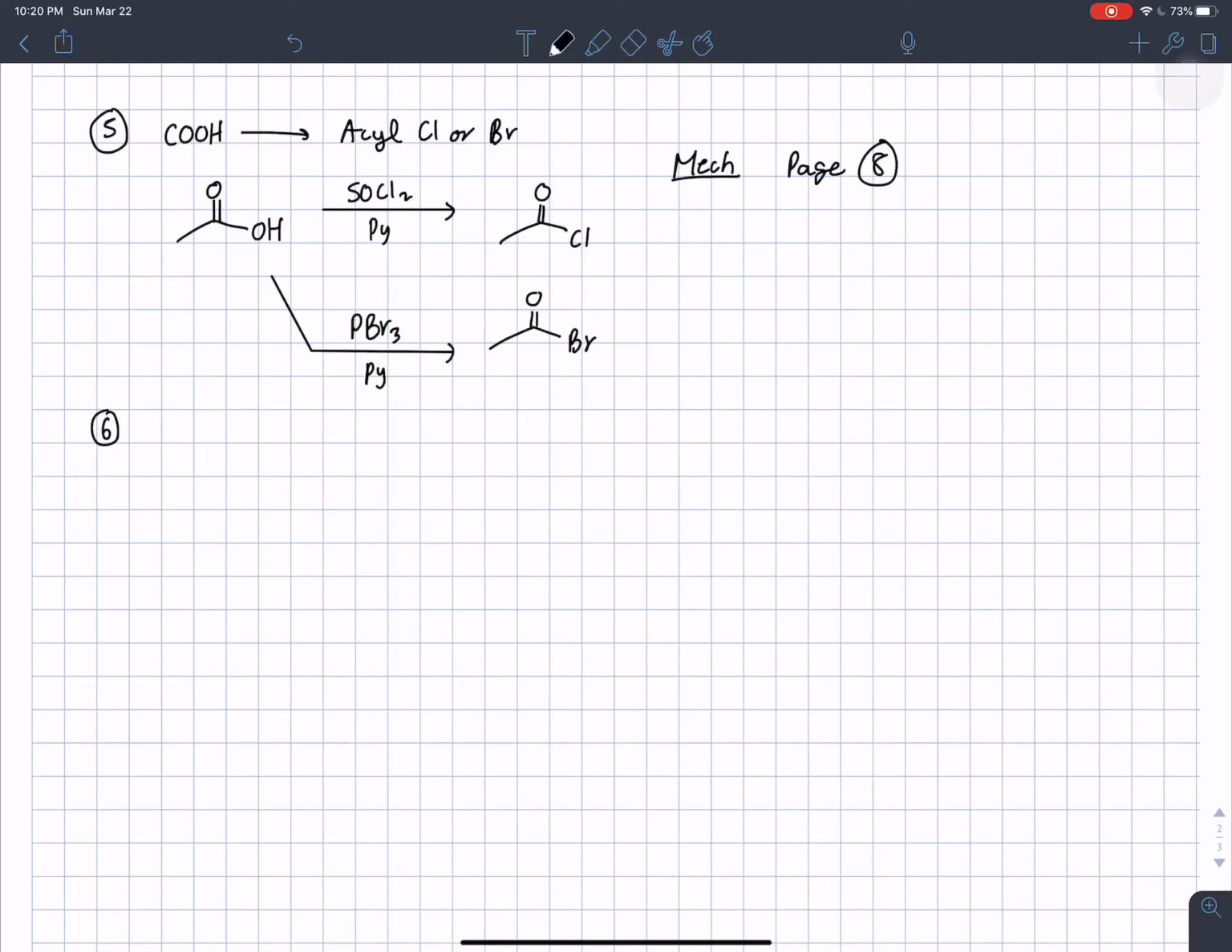All right. So this one's going to be how to turn anhydride into a carboxylic acid.